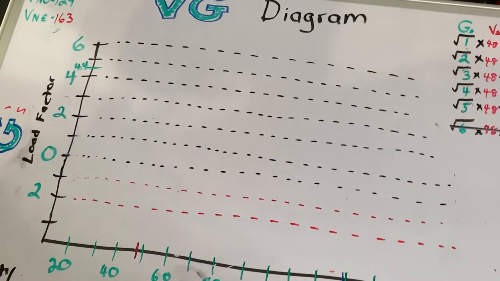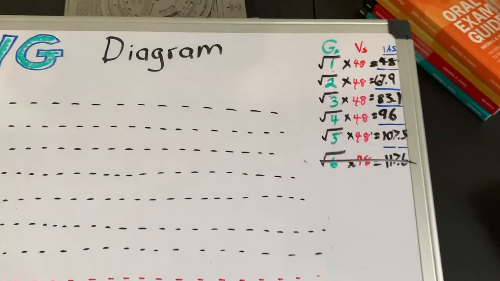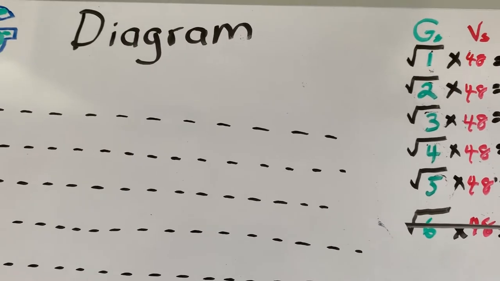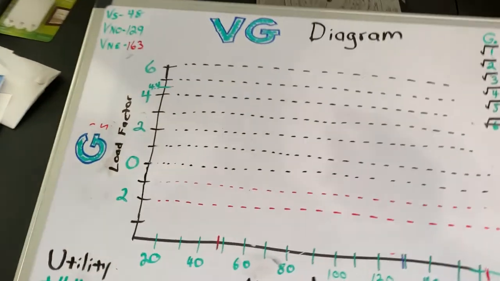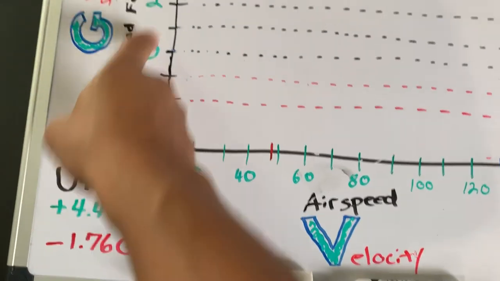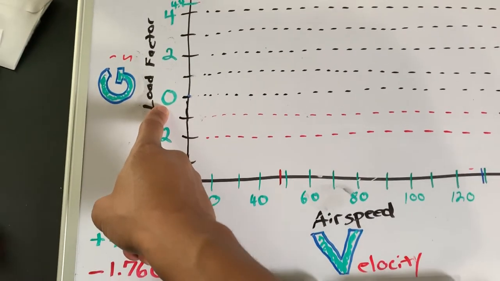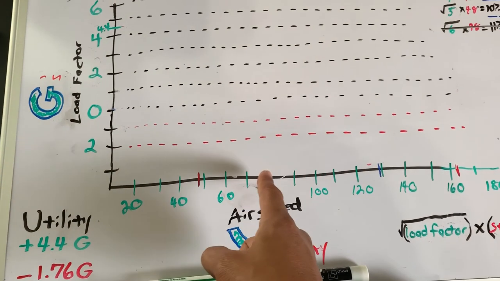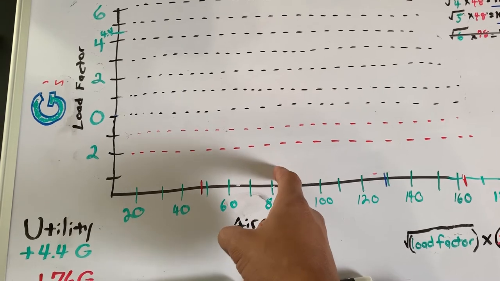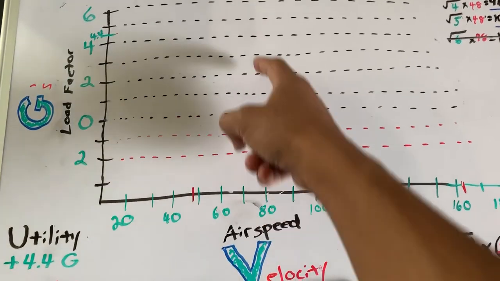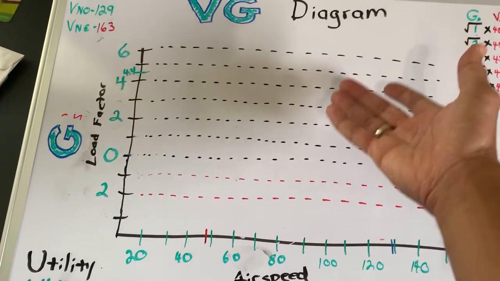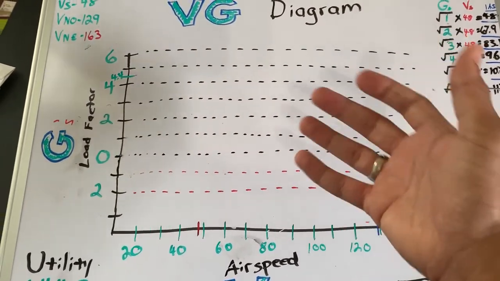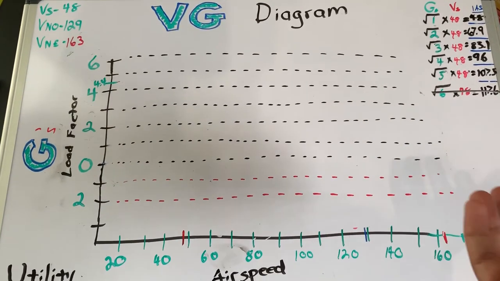Anyway, as I was saying before, you need to know that for the load factor, you do the square root of the load factor times the VS. So you can go ahead and put your load factors. These are all your G's: 0 G, 1 G, 2 G's, 3 G's, 4 G's. And then the faster you go, let's say you go 80, can your airplane go 80 knots at 3 G's? Well, what kind of range will it be in? Will it be in the normal operating range, the VNO speed, or VNE, where there will be structural damage? This is the whole point of the VG diagram.